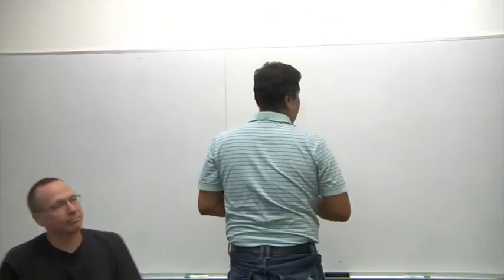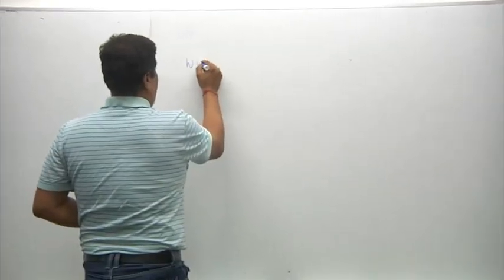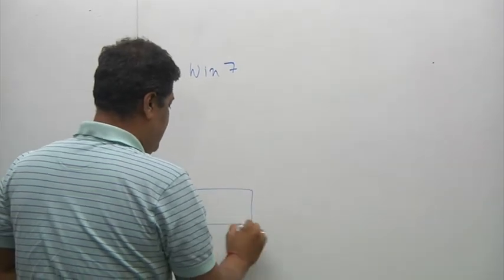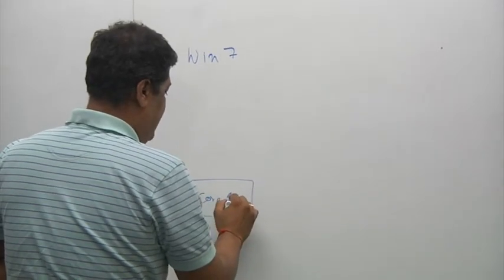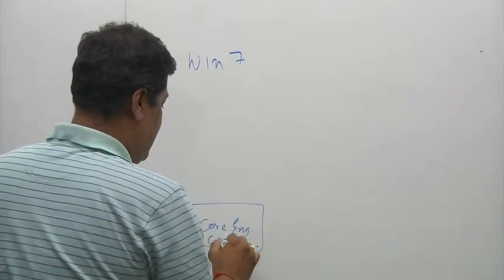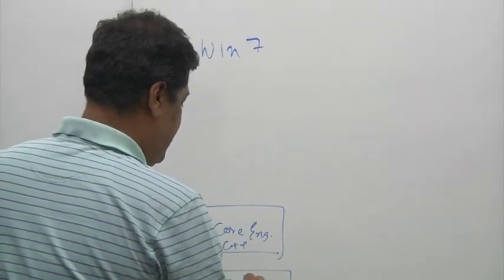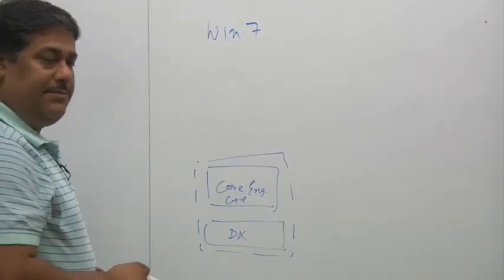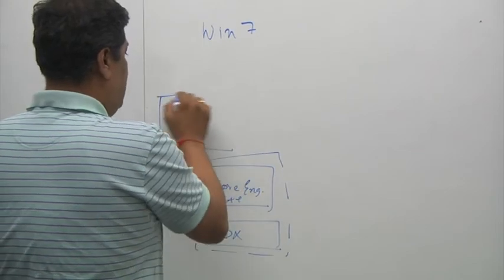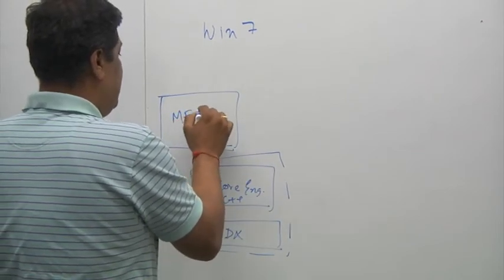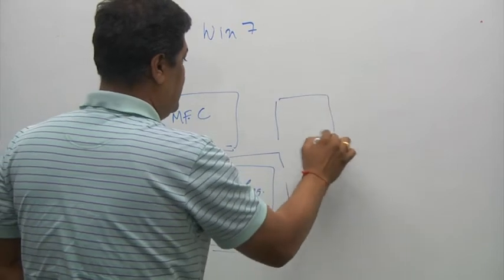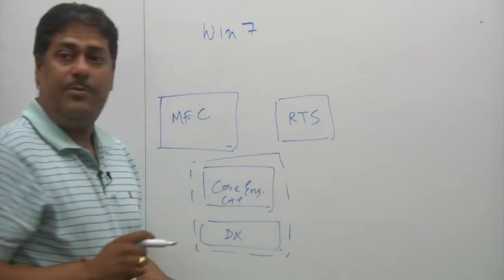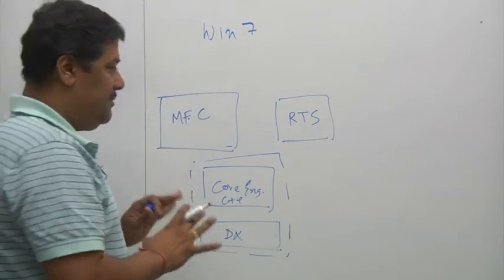So essentially in the Win 7 world, we had the core engine, and this is completely C++, that talks to a DX layer, and this is where we encapsulate our entire physics engine. On top we had MFC, which gave us the UI, and we had used RTS, the real-time stylus, for pen and input management. Cool. This is what we had before.